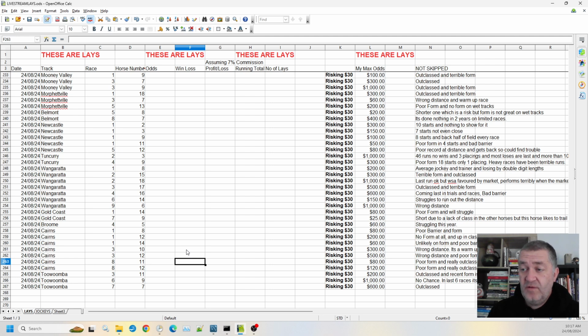Then we jump to Cairns, race eight, where we've got numbers 11 and 12. Number 11 is up to $80. It's got poor form and is outclassed based on what it's been running. The same with number 12, up to $120. Again, poor form in races that have been lower class than what it's racing today.